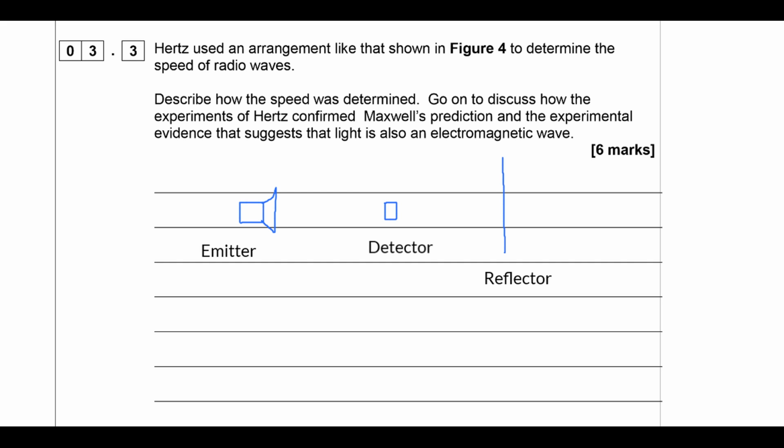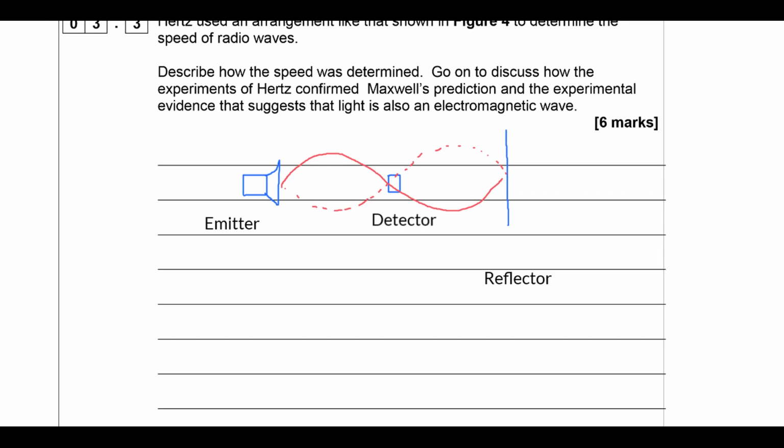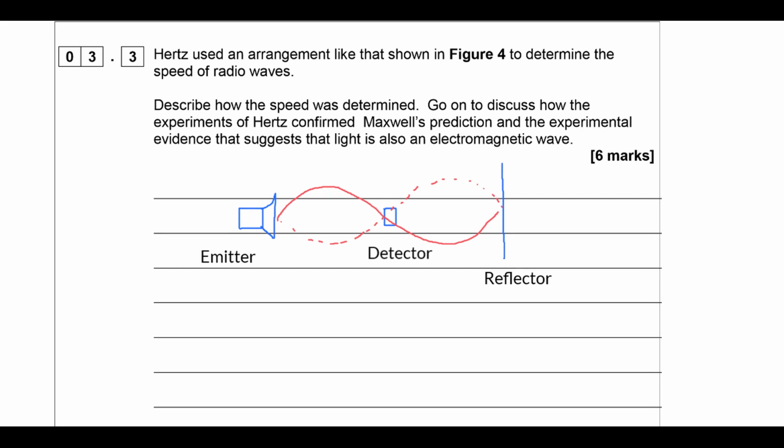So that's our general setup here. So what we're going to do is we're going to set up a stationary wave between the emitter and the reflector. So let's say, for example, we're setting up one of these, and then half a cycle later it will be in this position. So essentially what we're going to do is set up a stationary wave, and we're going to go hunting for nodes in that stationary wave. So let's start explaining what we're going to be doing.